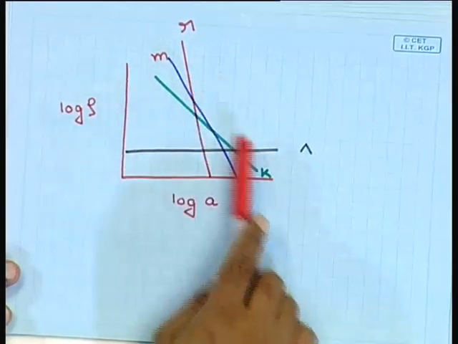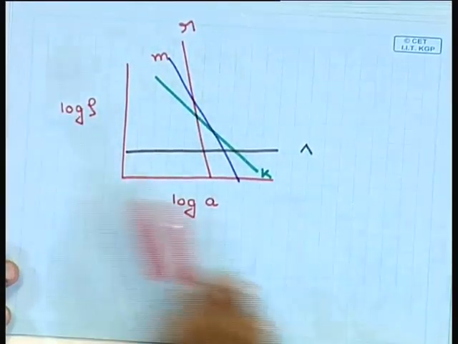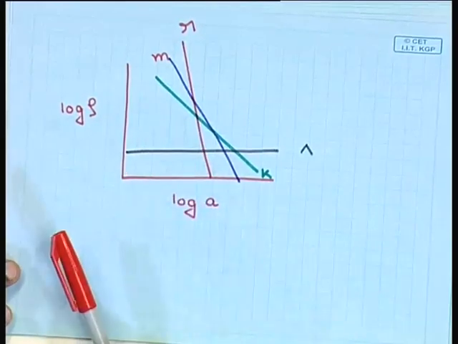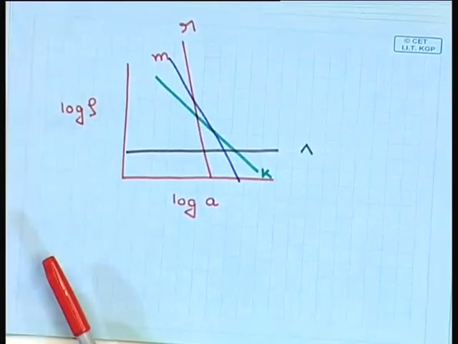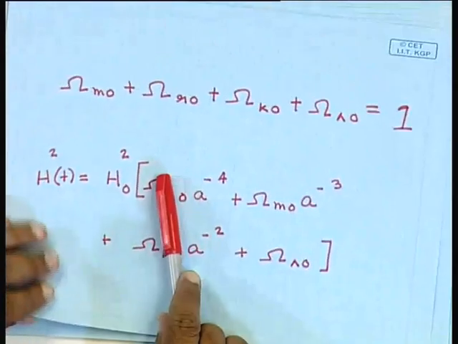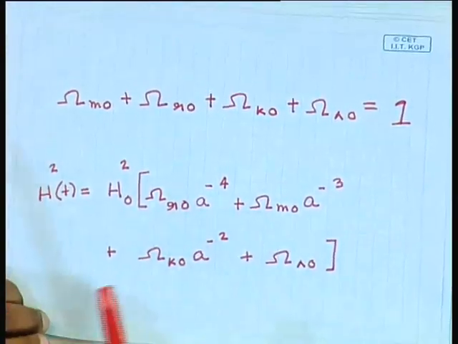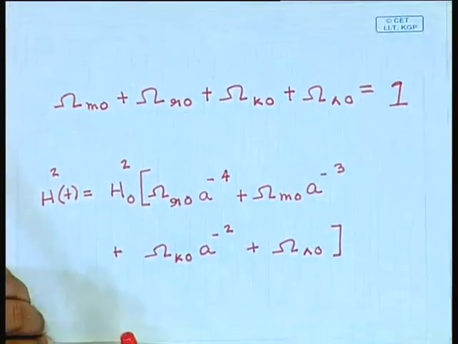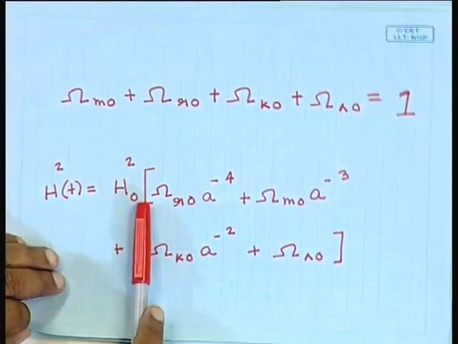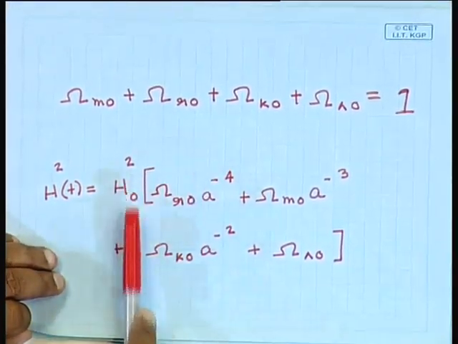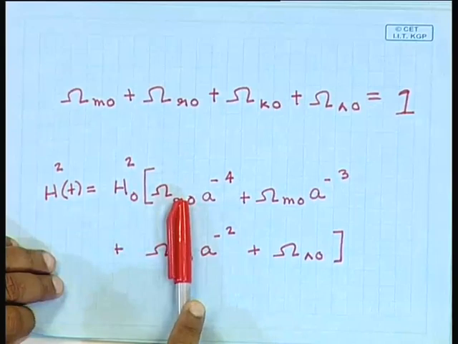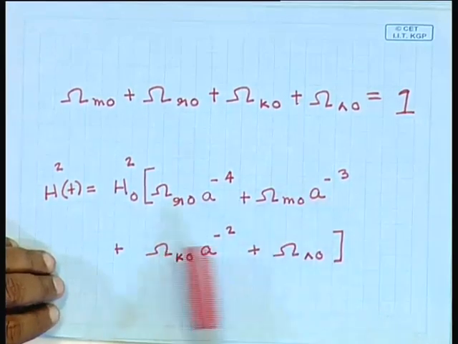So, the exact epochs when these transitions take place will depend on the values of these different density parameters, which is something we shall discuss. But the point to bear in mind is that early in the universe, when the scale factor is extremely small, it is this term that is going to dominate, then there will be a transition here, here and here.